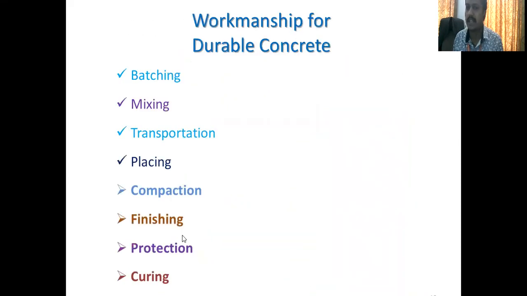Okay, the next is process, the process that we are following. See, workmanship for durable concrete. If you want to have durable concrete, what things do we need to focus on? First is batching, then mixing, then transportation, then placing, then compaction, then finishing, then protecting, and then curing. These are the key steps that you need to follow.